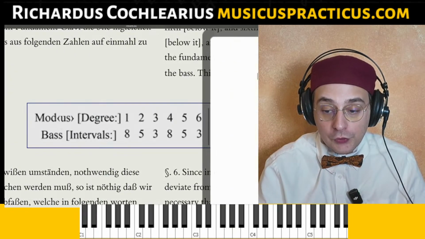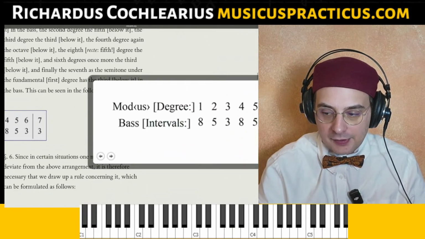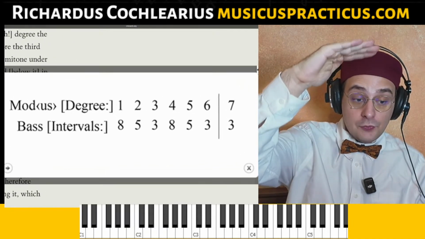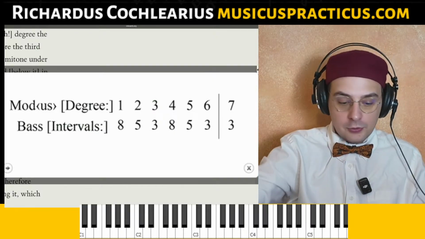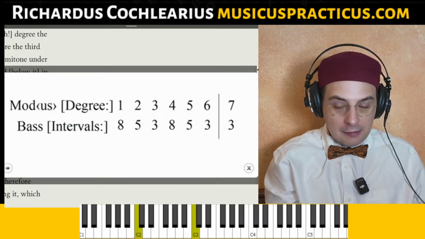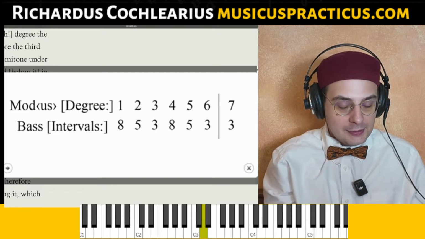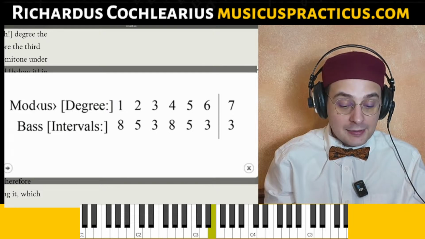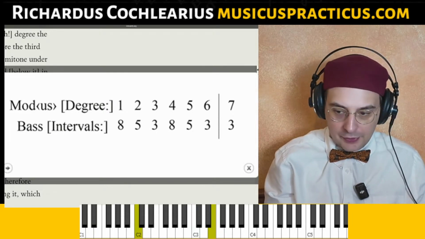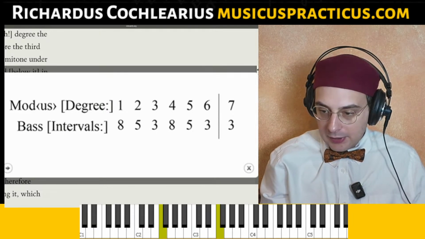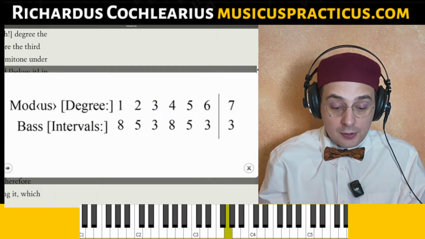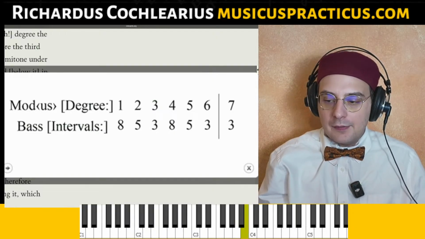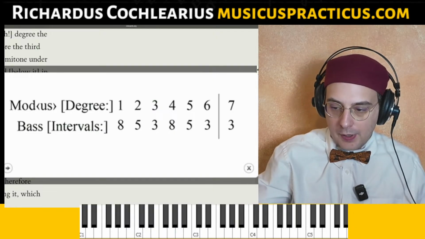So in terms of the degree of the scale, 1, 2, 3, 4, 5, 6, and then the bass interval, counting from the top to the bottom. Degree 1, down an octave. Degree 2, down a fifth. Degree 3, down a third, in that case a tenth. Degree 4, down an octave. Degree 5, down a fifth. Degree 6, down a third. Degree 7, down a third. That way.